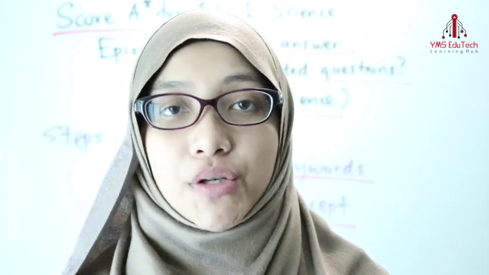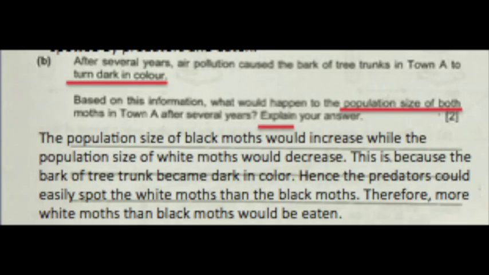So now let's take a look at question B. From the underlined keywords, we have understood that the color of the bark of tree trunk in town A has become darker. Now we need to explain what will happen to the population size of both moths in town A after several years. This question is once again related to camouflaging.